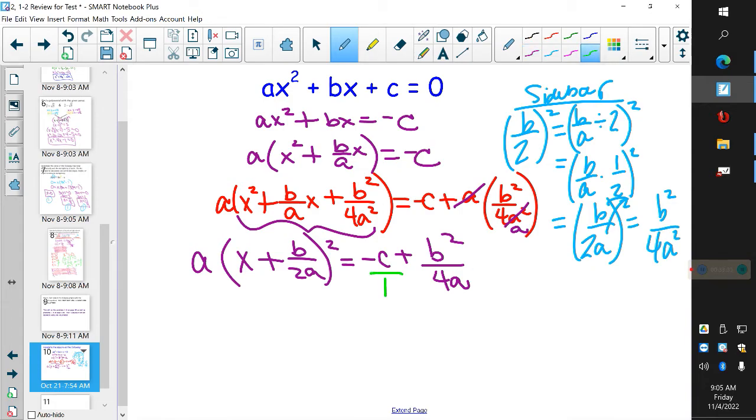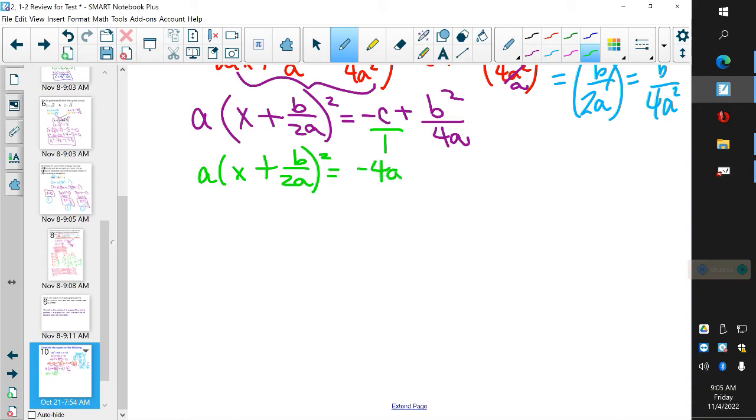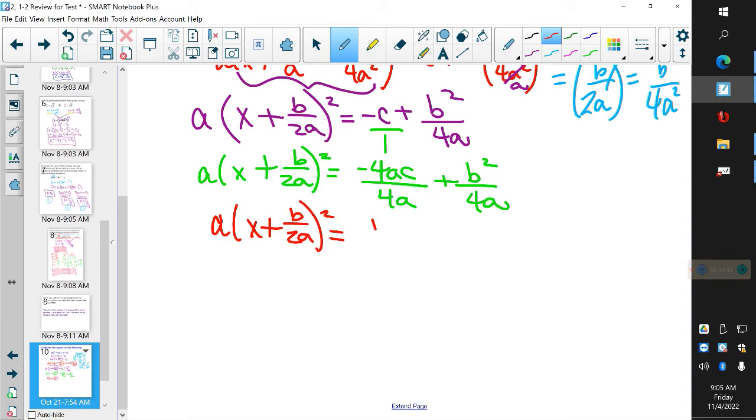Put the c over 1. What is my LCD between 1 and 4a? 4a, right? So this I'm going to drop down. And this is going to be negative 4ac over 4a, plus b squared over 4a. Yes? Write that as one fraction. And I'm going to make that b squared minus 4ac all over 4a.